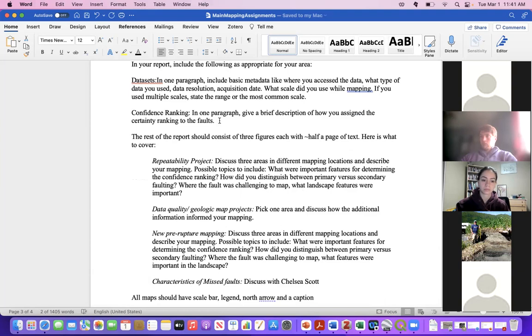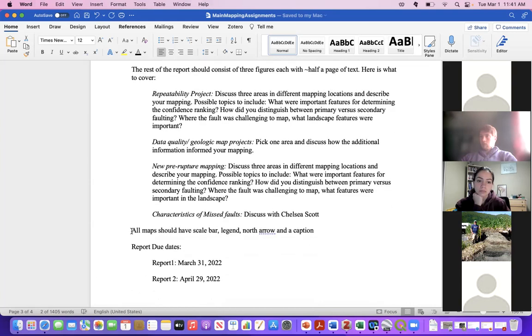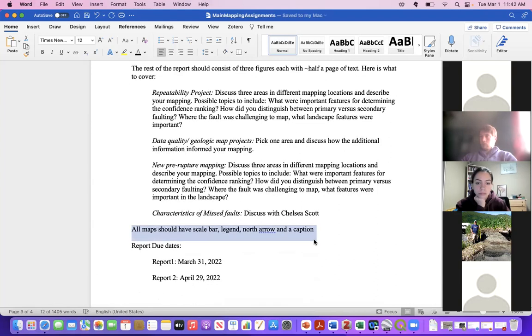And then for each of these other projects, we want you to address these specific questions, but everyone will have 3 figures, each with half of a page of text. And all maps should have a scale bar, legend, north arrow, and a caption. Are there any questions so far?